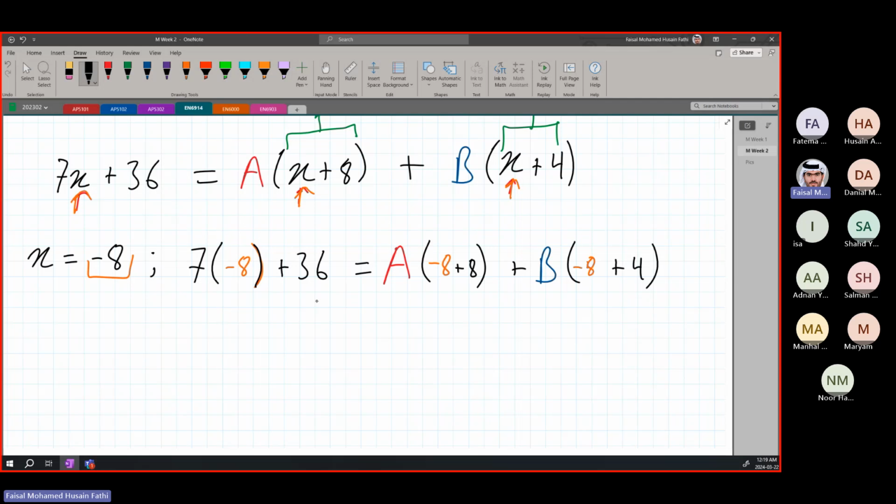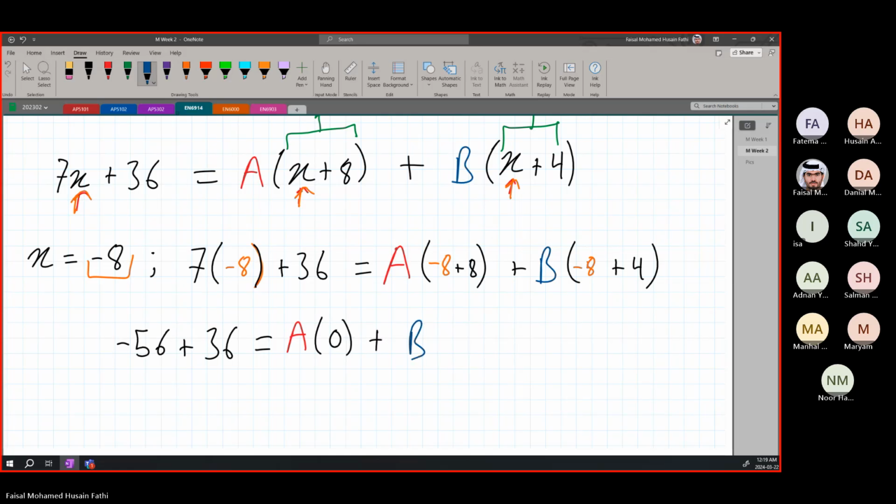So if you notice here, 7 times 8 is 56. We have a minus, so it's minus 56 plus 36 is equal to A times what? Times 0. Minus 8 plus 8 is 0. Plus B into minus 8 plus 4 is minus 4.